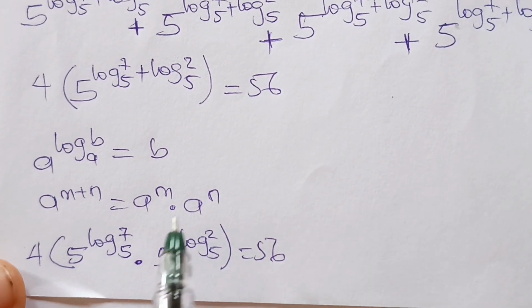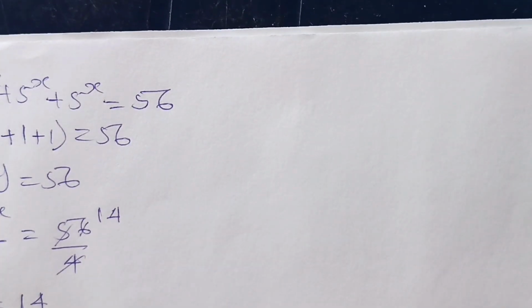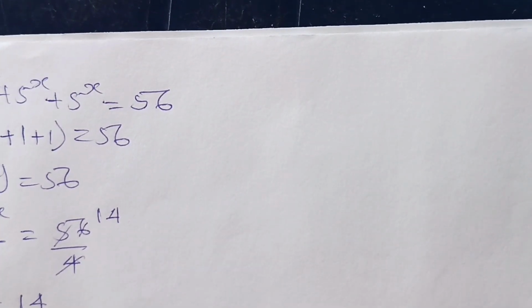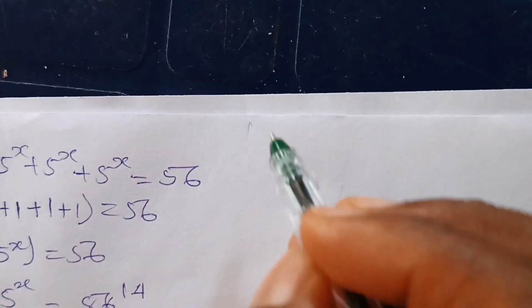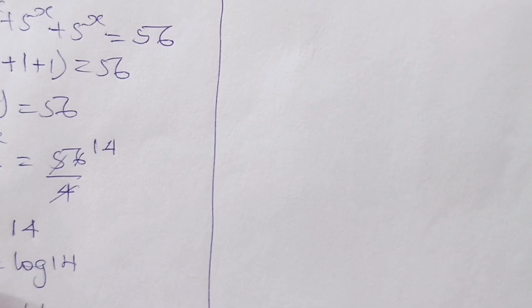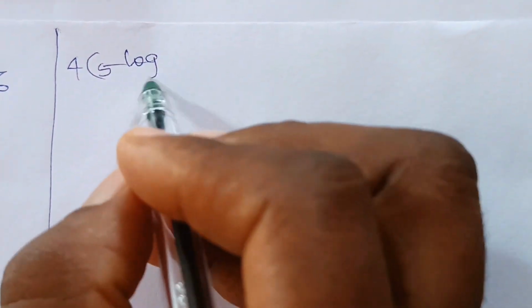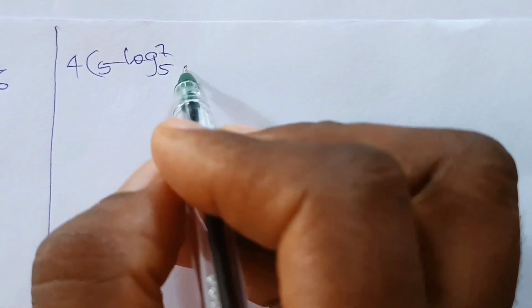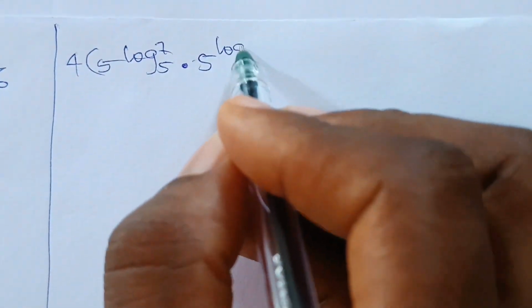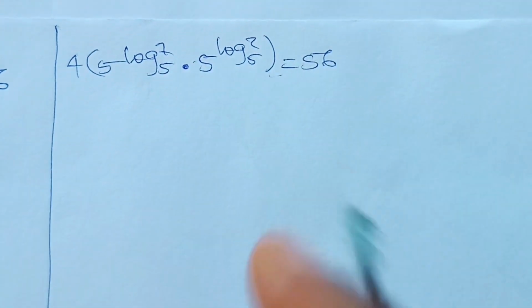Now we are going to recall the law that I explained here. So let's do that. Permit me to draw my line. Now this is what we have. Let me just write it out. This is what we have: 4 brackets 5 to the power of log 7 base 5 multiplied by 5 to the power of log 2 base 5, and everything is equal to 56.